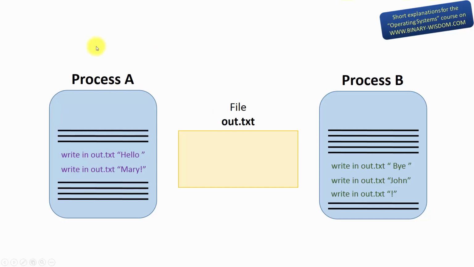Let's say that process A is writing to a file, out.txt. If process B also wants to write to that file, process B must wait until process A is done dealing with it. It is important because if both processes try to write to the file simultaneously, the content of the file would be a mess, for example, like this.